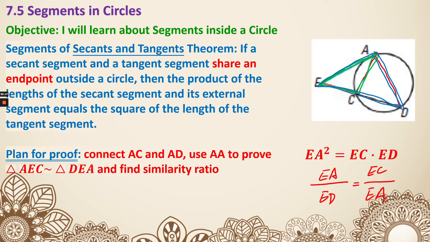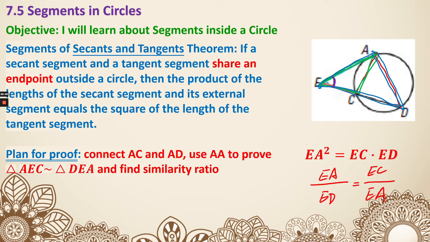So we're trying to prove these two triangles being similar. AEC and DEA. If you have a look, we can clearly see they already share this angle right here, which is basically angle AEC is the same as DEA, and that is reflexive because it's the same angle. So now we just need to find one other pair of angles.